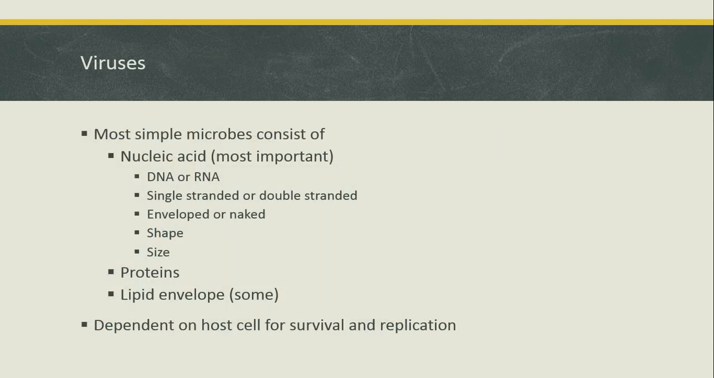So viruses. Your viruses are your most simple microbes. The important pieces here are your nucleic acid, proteins, and lipid envelope. Some of them have one, some of them don't. So then your secondary classification is whether you have DNA or RNA, single-stranded or double-stranded, whether the organism has an outer envelope or no envelope, and then also looking at the shape and size. And the other thing about viruses is that it's dependent on host cell for survival and replication. So a virus isn't going to survive on its own for very long.